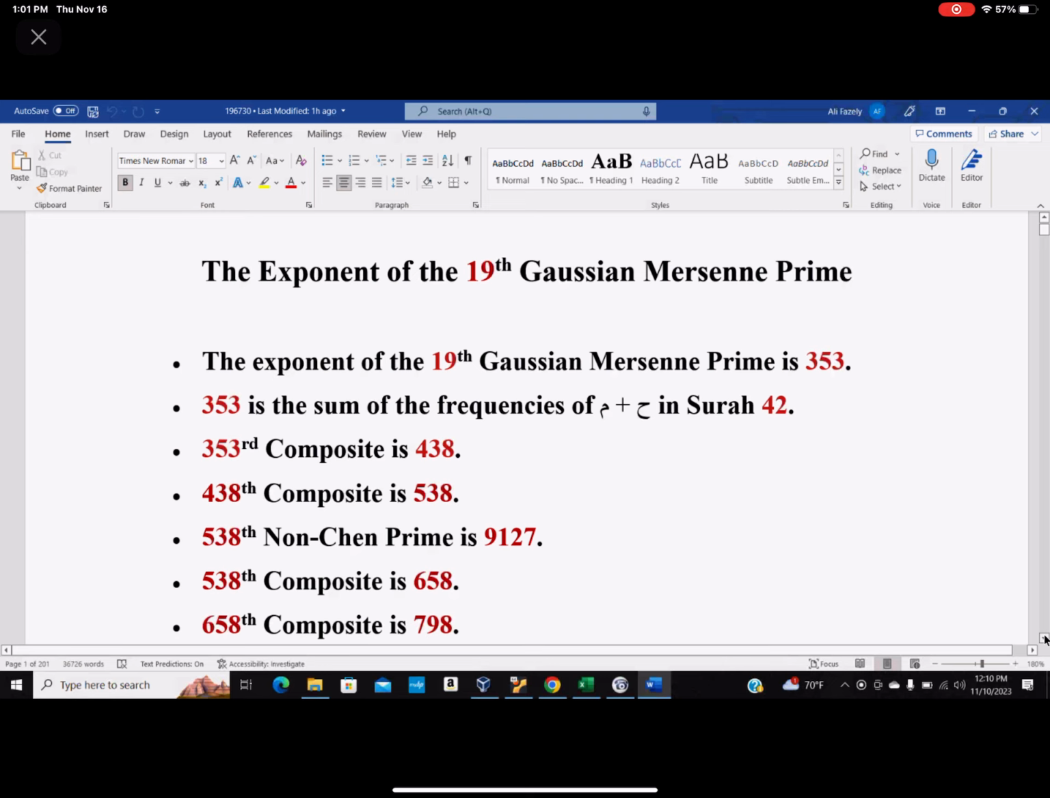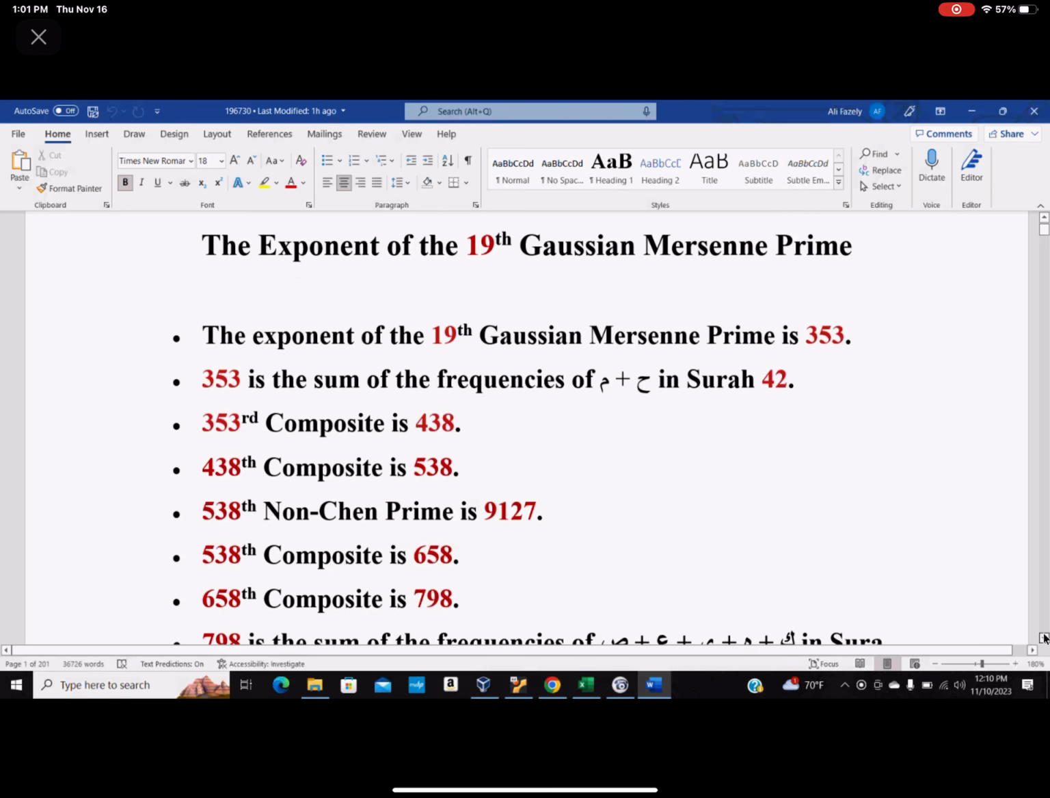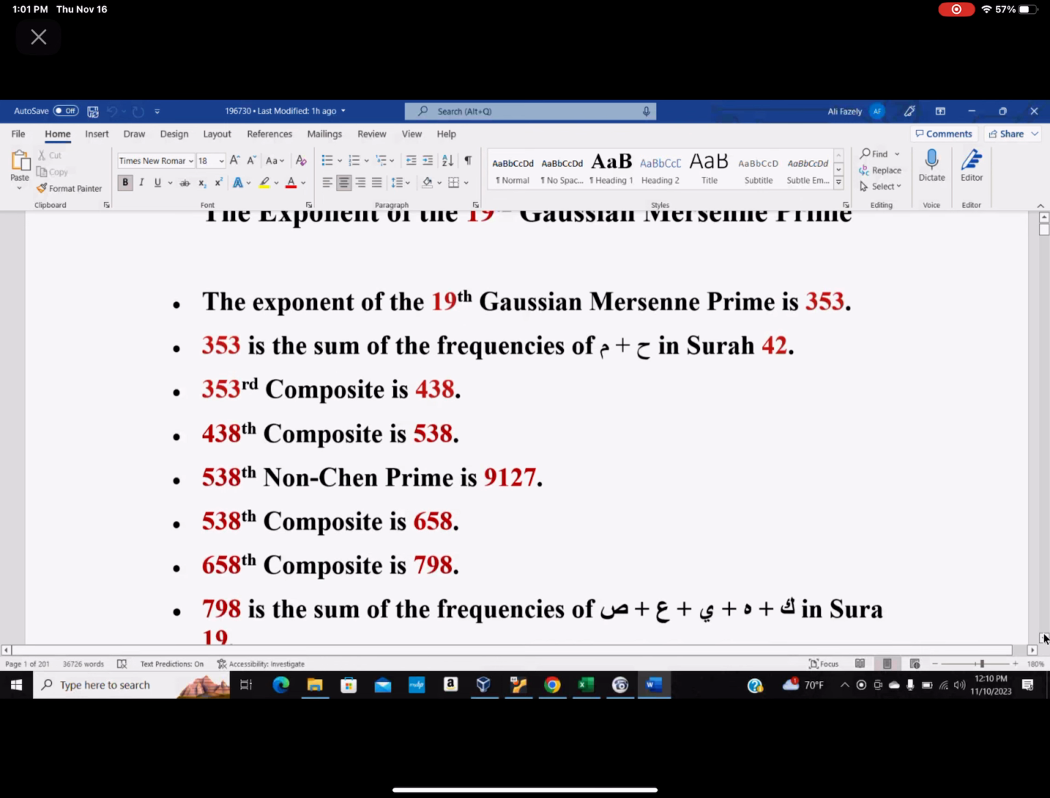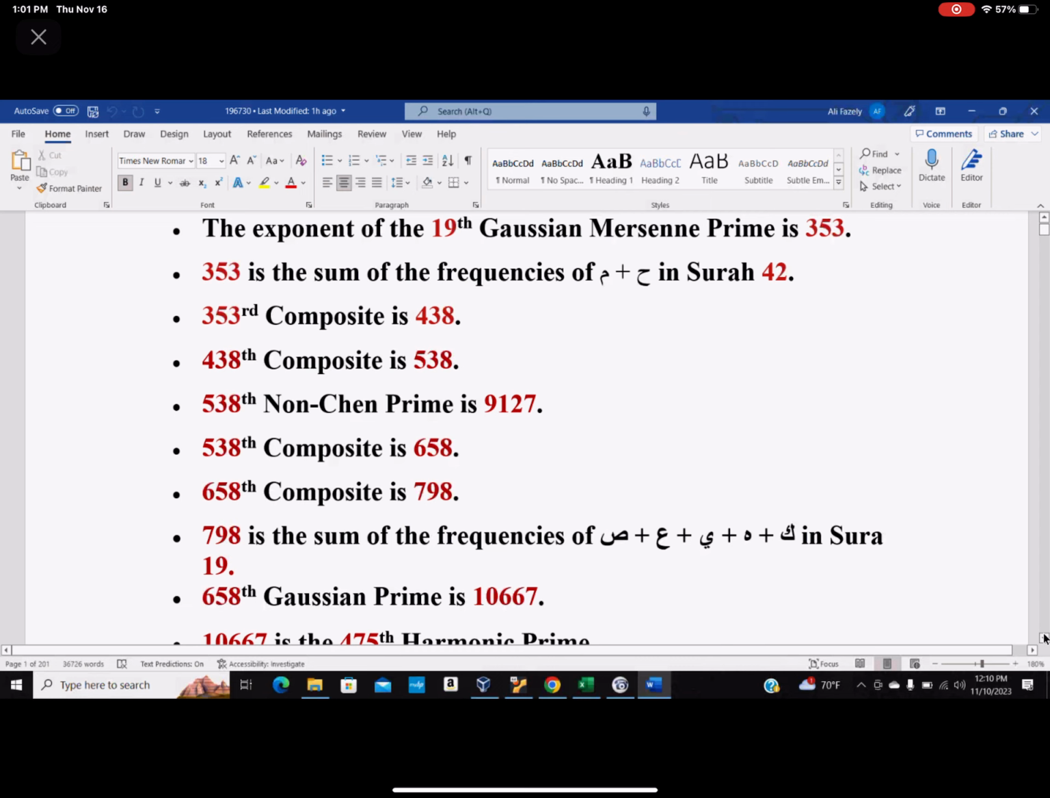And now look at this, okay? This is the exponent of the 19th Gaussian Mersenne Prime. This is how you build your foundation. This is how the foundation has been built. Okay. So 538 composite happens to be 658. 658 composite is 798, and 798 is the sum of the frequency of Kaf, Ha, Ya, Ain, Sad in Surah 19.